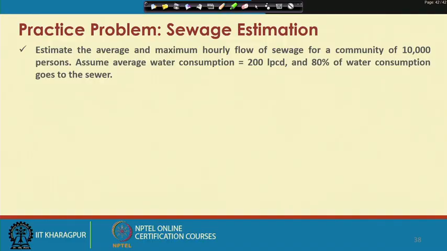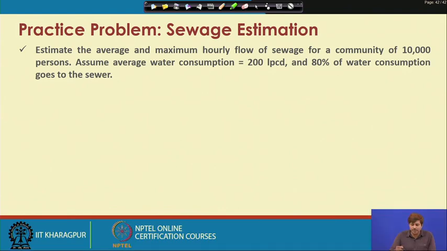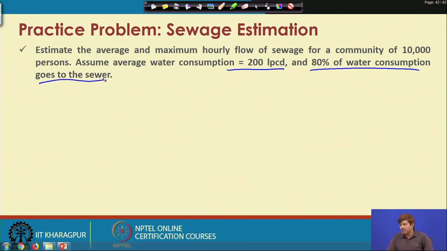To begin with, a very simple problem on sewage estimation. It says: estimate the average and maximum hourly flow of sewage for a community of 10,000 persons. Assume average water consumption as 200 liters per capita per day and 80% of water consumption goes to the sewer. It is a fairly simple problem. So, what will be the average wastewater flow?